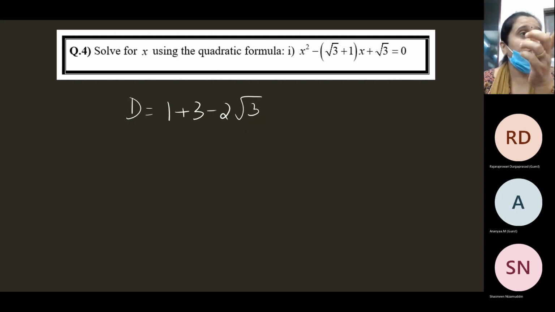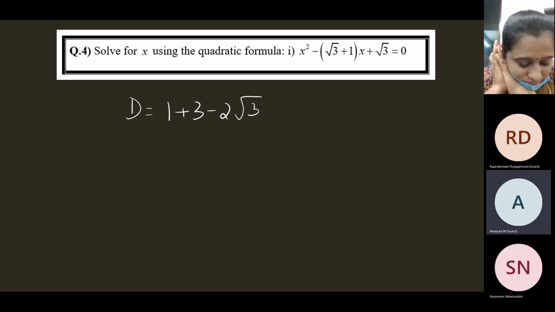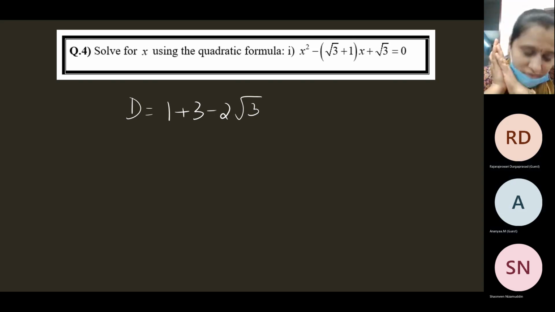No, it's not 4 root 3. It's 2 root 3, right? Ananya and Rajeshwari, is it 4 minus 2 root 3 or 4 minus 4 root 3? 4 minus 2 root 3. That only looks fair. We'll see where you've gone wrong. All of you have got 4 minus 4 root 3, is it? Then same mistake all of you made.